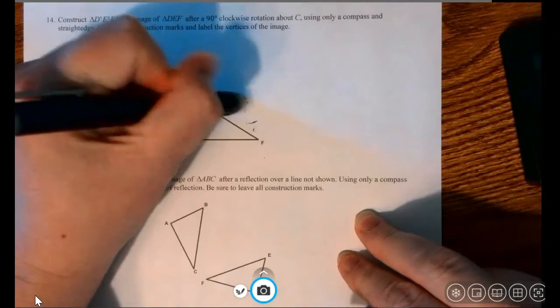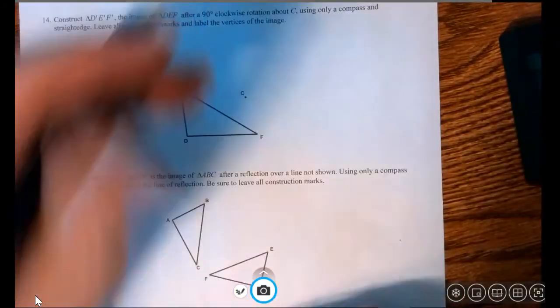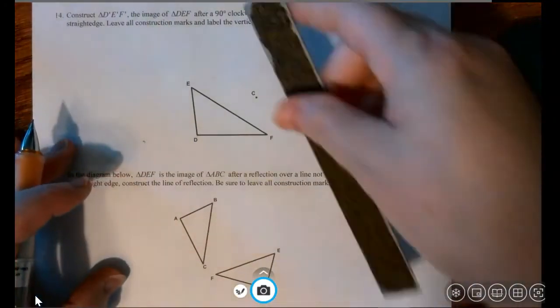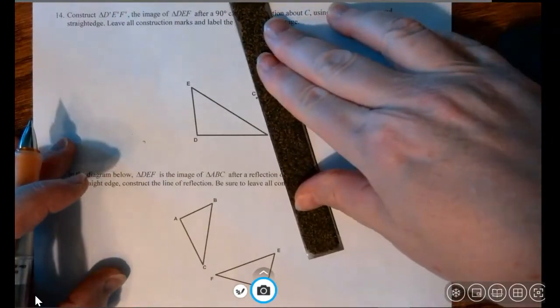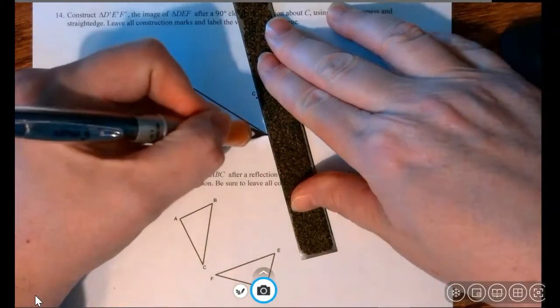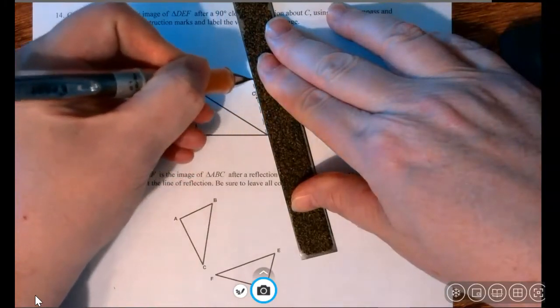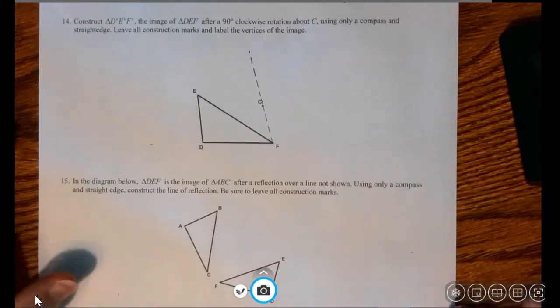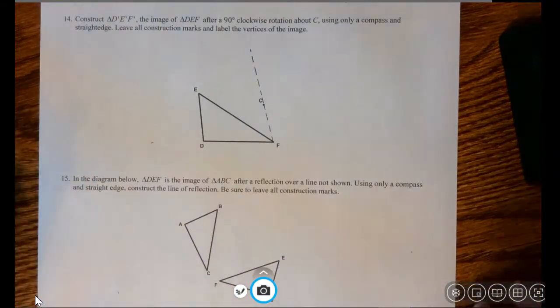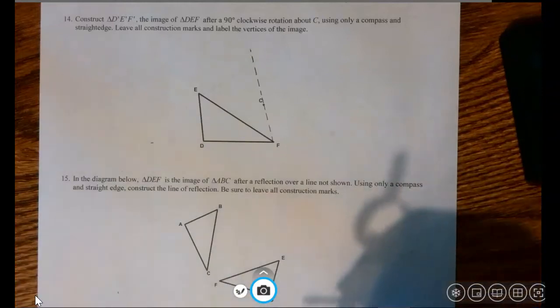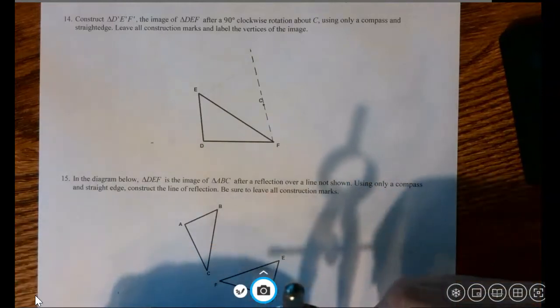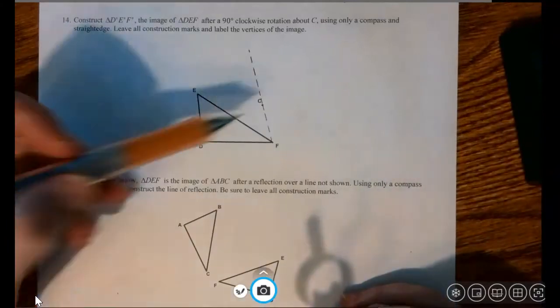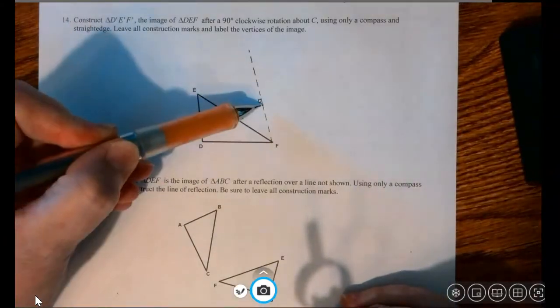So what I'm going to do for this is start off the same way I would if I were going to do a 180-degree rotation. I am going to put this dotted line from the point that I'm rotating through my center of rotation. It doesn't have to be a dotted line, but again, there's going to be a lot of construction marks in this construction. So having the dotted lines there will make it easier to differentiate between a construction mark and your actual final answer.